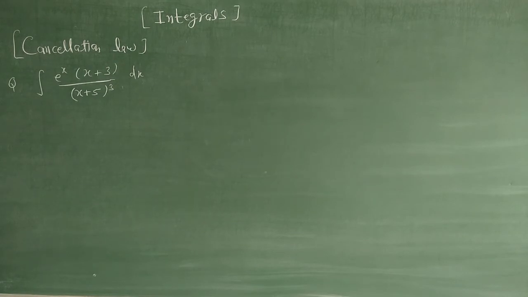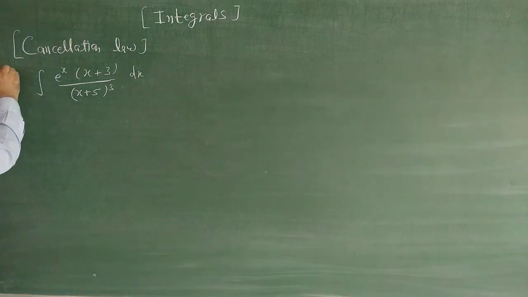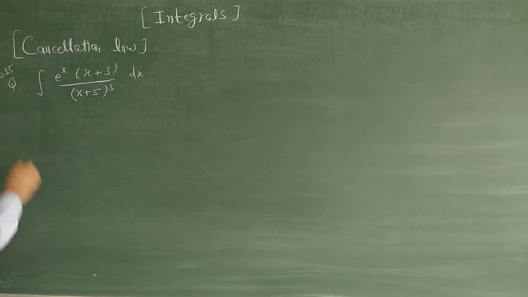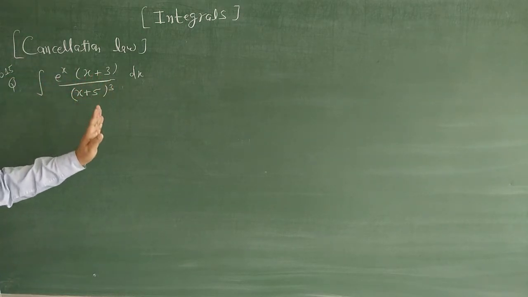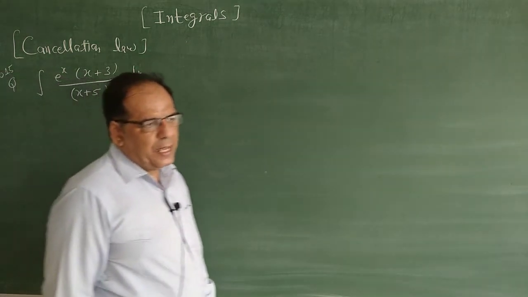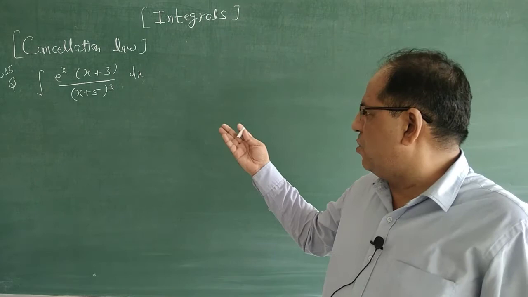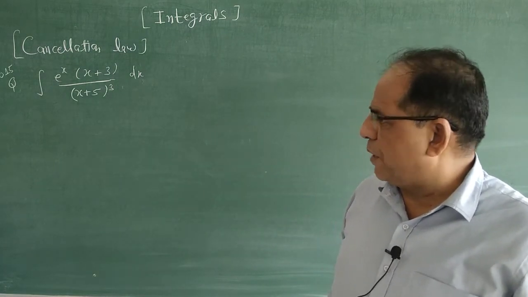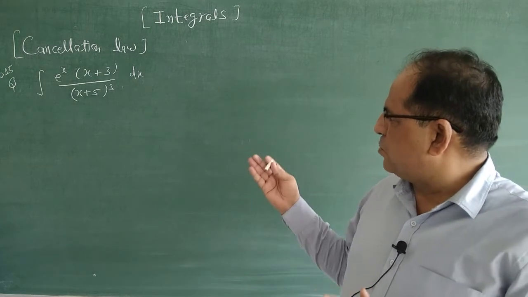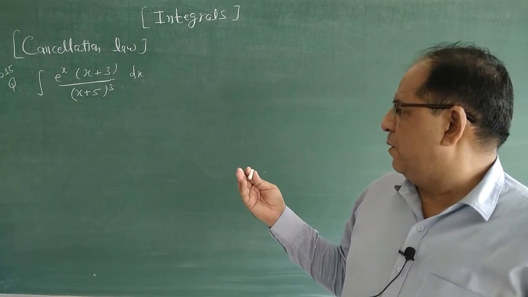Now I am taking some more problems based on the cancellation law. This is one of the important questions from the CBSE board 2015: the integration of e to the power x times (x plus 3) upon (x plus 5) whole cube. Sometimes the question based on the cancellation law is not clearly shown, so first we convert the given question into the format of the cancellation law.